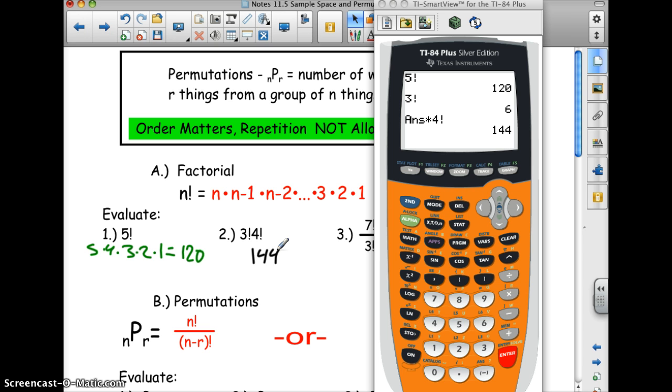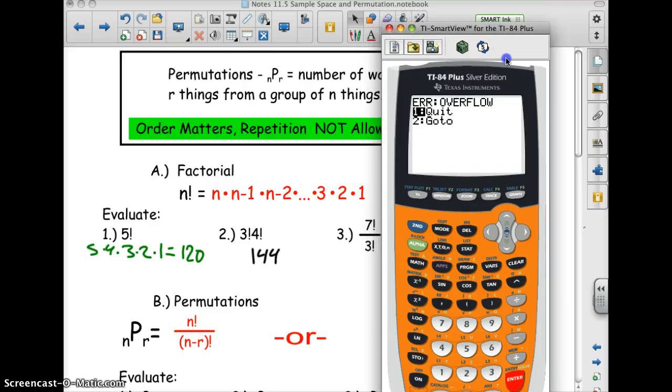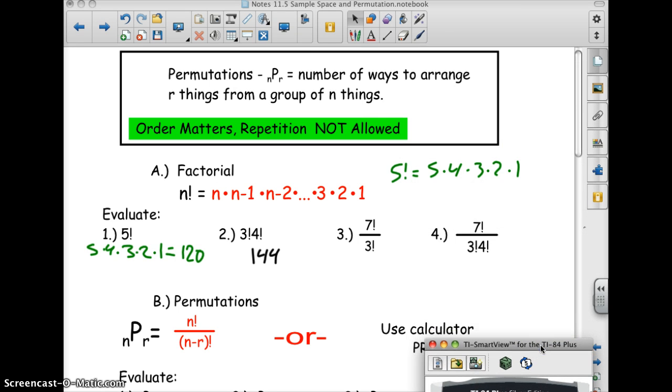There will be ones where you will not be able to use your calculator. For example, let's try 58 factorial. Let's see if that one will work. As we get to bigger numbers, it overflows the calculator. That one worked. There we go, error overflow. It's too big of a number. So you can't use the calculator to do 100 factorial. Bonus point alert: if you can tell me the number where it first gives you an overflow on your TI-84 or TI-83, I'll give you a bonus point.